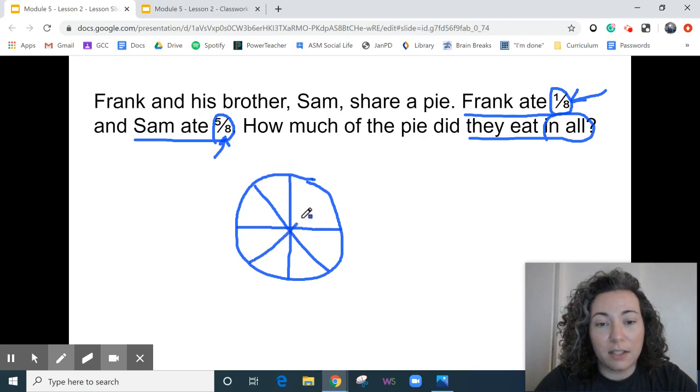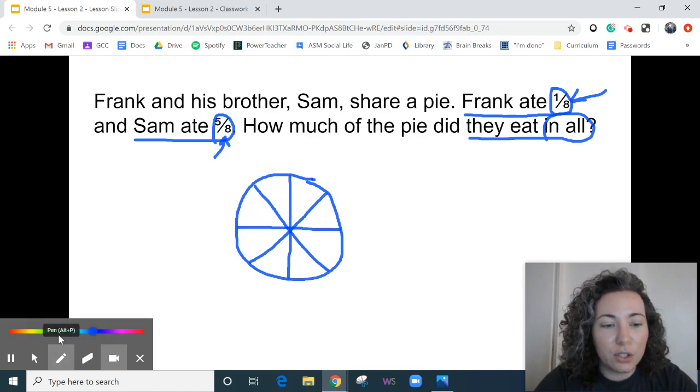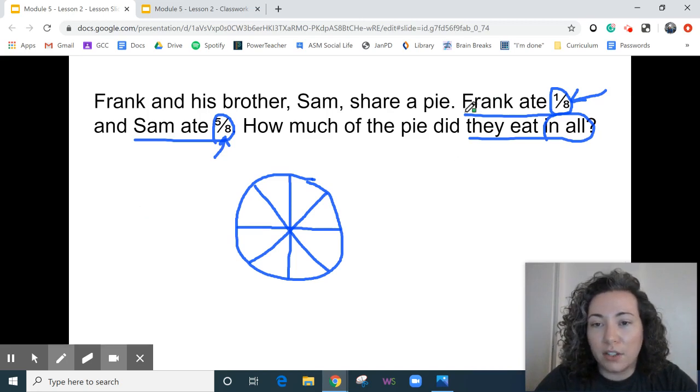So now I need to continue to represent it visually, and I'm going to use different colors. So Frank ate 1/8. So here I have my 8s. He ate 1 of them. And then I need to look at Sam. Sam ate 5/8. He must have been a little bit hungrier than Frank. So he ate 5/8.